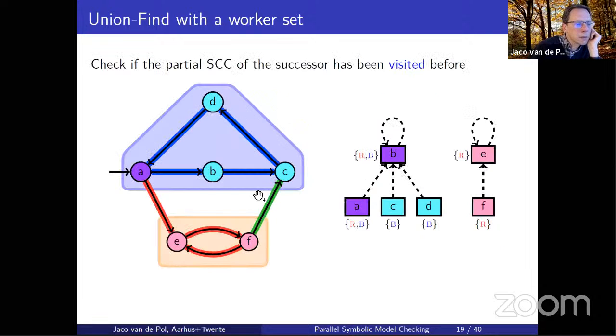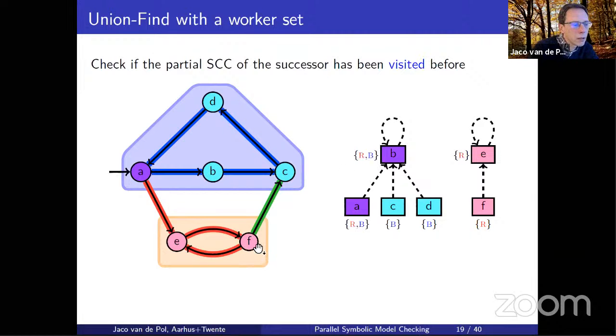So back to the example, we were in this situation where we had A, B, C, D. This was already combined. We know that two workers are working on this part because blue and red started at A, and blue went to B and C. But every time we do the unions, we take also the unions of these sets. So we end up with the set BR.